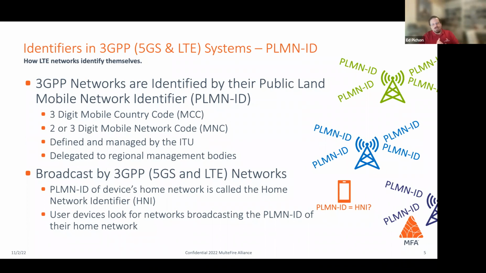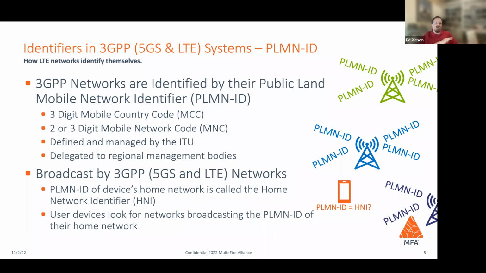And the way that's handled in a 3GPP network, both LTE and 5G, is that they are identified by something called a public land mobile network identifier, a PLMN ID for short. This is a system that's been around for several decades. It's used as part of identifying a bunch of other different networks as well. And this identifier, it's a 6-digit code, sometimes it's 5. It consists of a 3-digit country code, and depending on the country, a 2 or a 3-digit mobile network code.